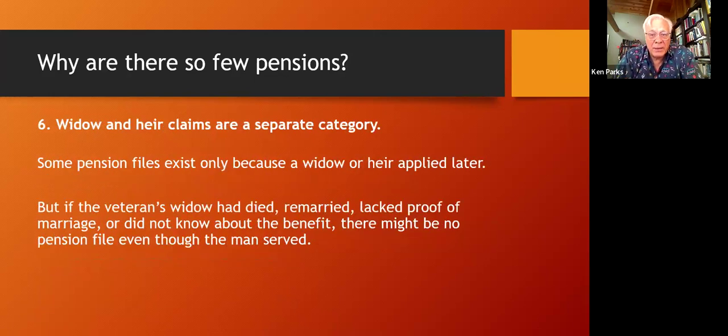Now, the widow and heir claims, again, are a separate category, and some pension files exist only because a widow or an heir applied later. The soldier may not have applied, and it wasn't until after he died that the widow or an heir applied. But again, if the veteran's widow had died before they were qualified to apply for a pension, or if they had remarried or lacked proof of marriage, then that's another reason why they may not have applied for a pension.